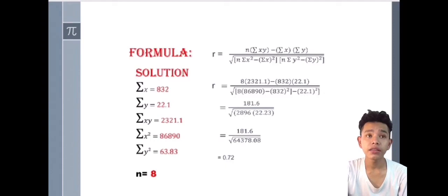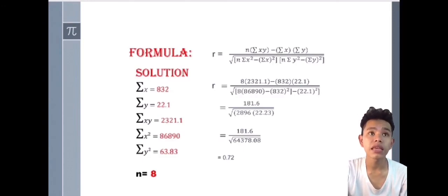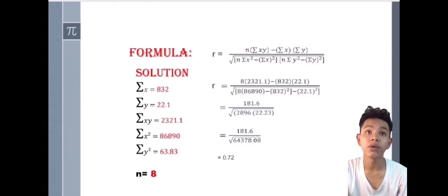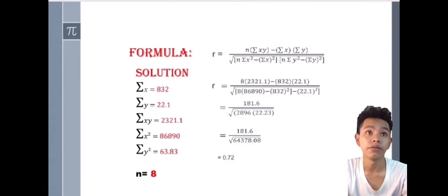Okay, sa denominator natin, using our calculator, we are going to multiply sa unang bracket, no? Unahin natin yung unang bracket. So, 8 times 86,890 minus 832 squared. So, ang sagot is 2,896. Okay, sa pangalawang bracket is meron tayong 8 times 63.83 minus 22.1 squared. Okay, meron tayong 22.23. Make sure na nasusundan nyo to sa calculator, no? So, try to check para mas maintindihan nyo lalo.